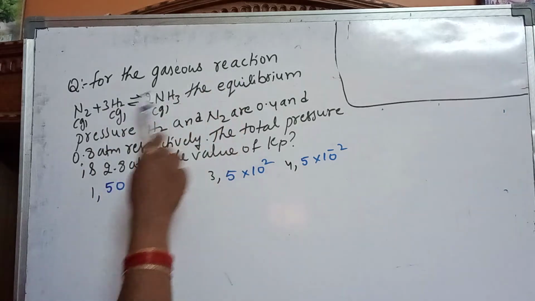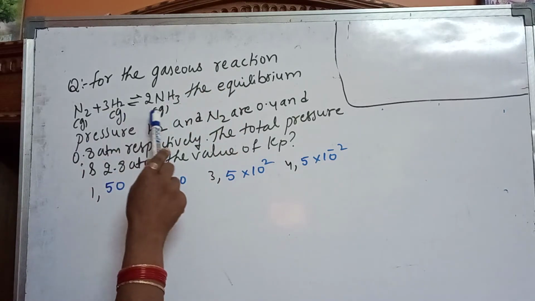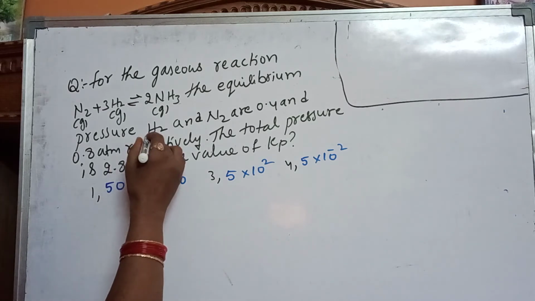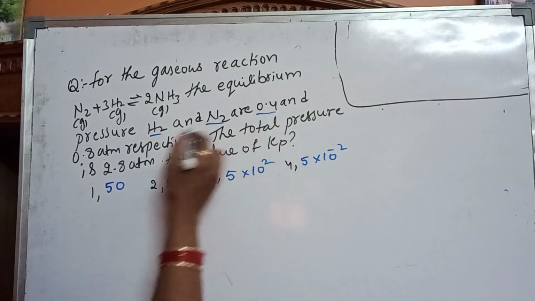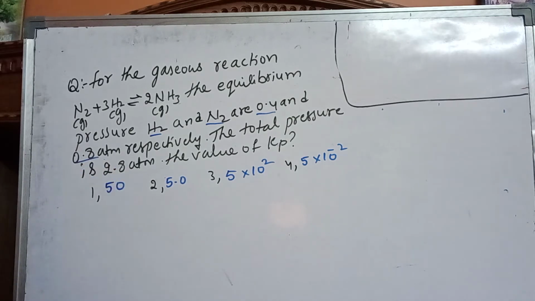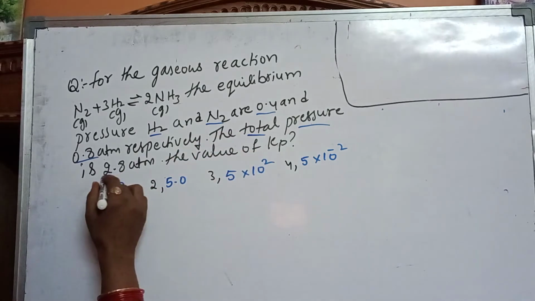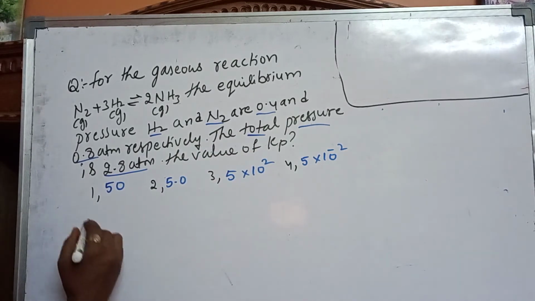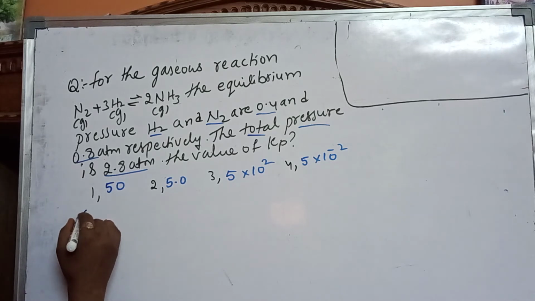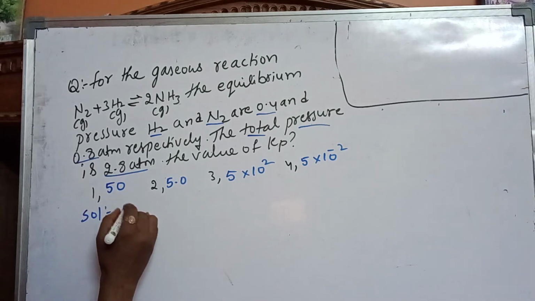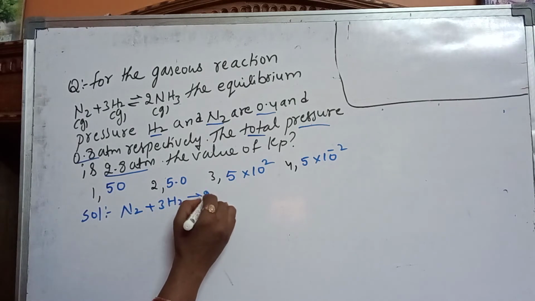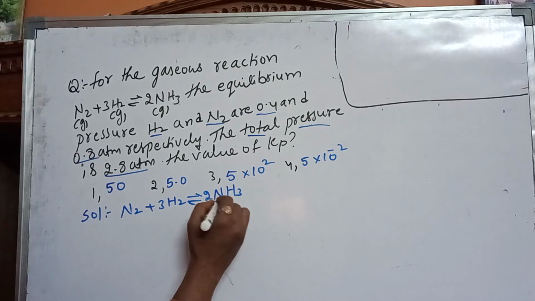See the next question. For the gaseous reaction N2 plus 3H2 gives rise to 2NH3, the equilibrium pressures of H2 and N2 are given as 0.4 and 0.8 atmosphere respectively. The total pressure is also given as 2.8 atmosphere. The value of Kp we have to find out. So what is the given chemical reaction? We write N2 plus 3H2 gives rise to 2NH3 gas.